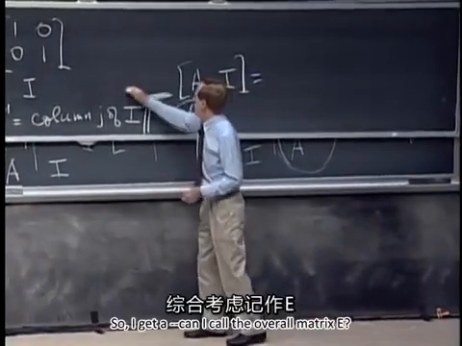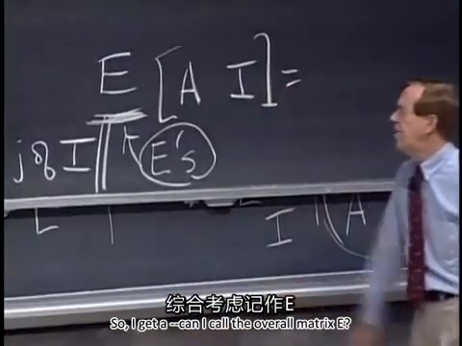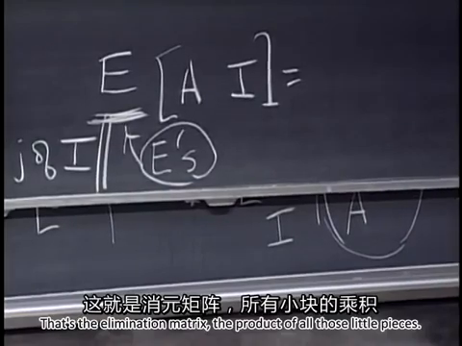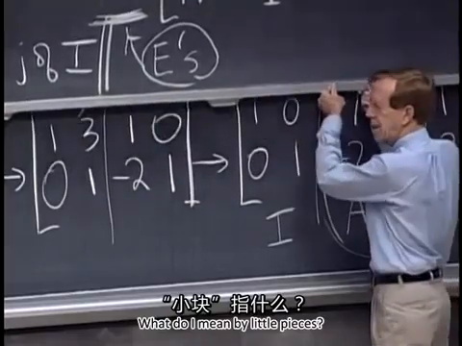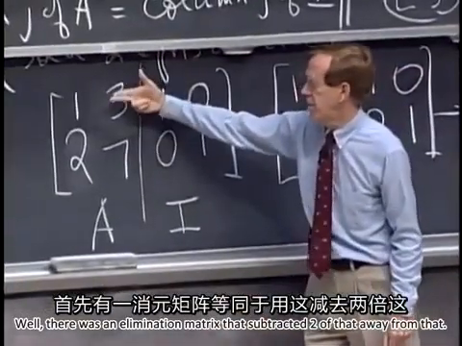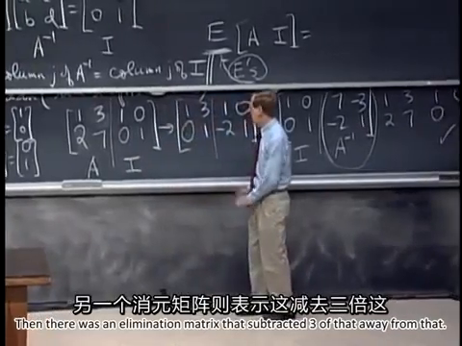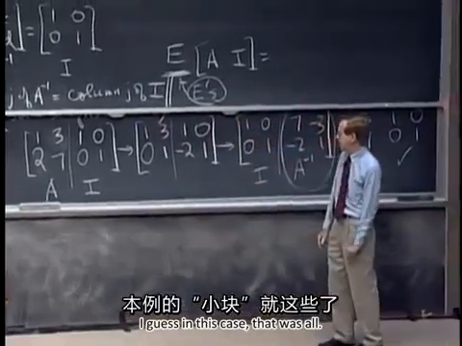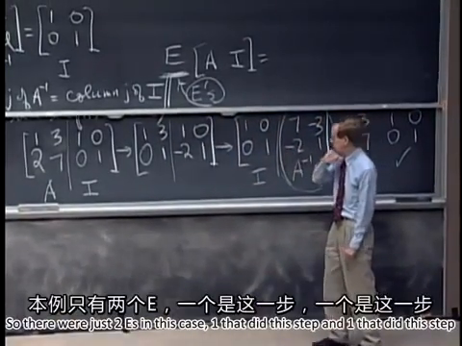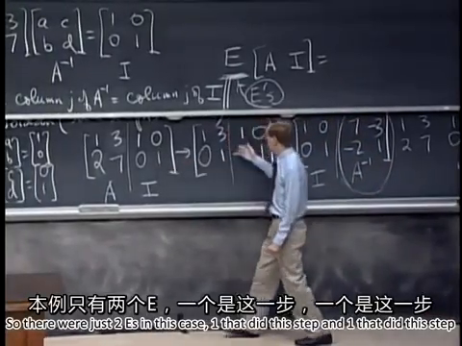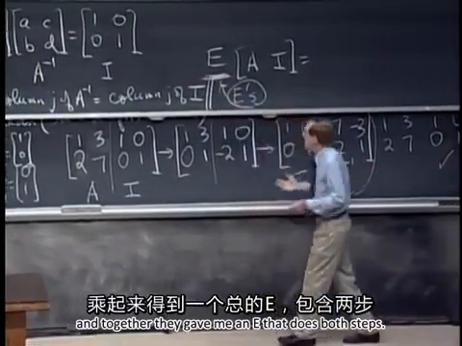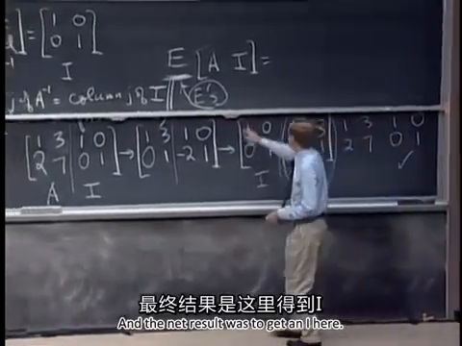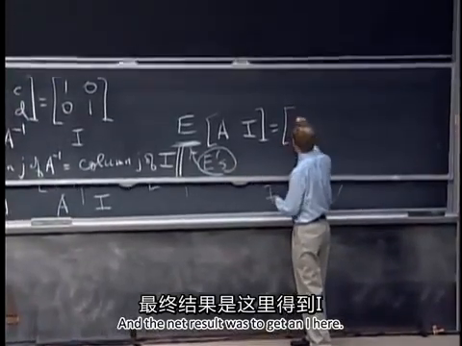So can I call the overall matrix E? That's the elimination matrix, the product of all those little pieces. What do I mean by little pieces? Well, there was an elimination matrix that subtracted 2 of that away from that. Then there was an elimination matrix that subtracted 3 of that away from that. I guess in this case that was all. So there were just 2 E's in this case. One that did this step and one that did this step, and together they gave me an E that does both steps. And the net result was to get an I here.